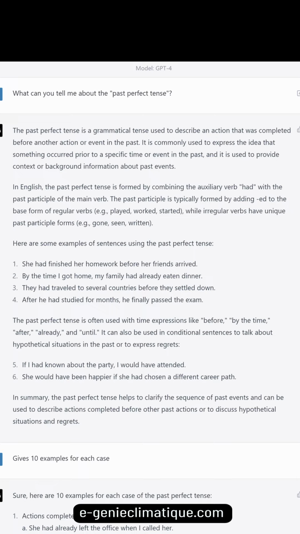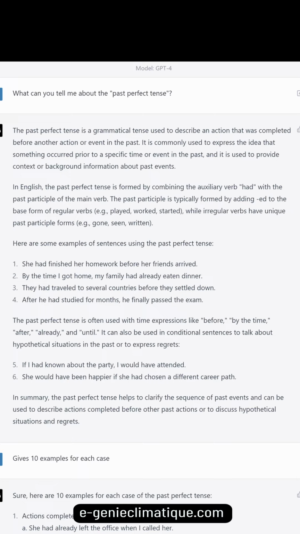The past perfect tense is often used with time expressions like before, by the time, after, already, and until. It can also be used in conditional sentences to talk about hypothetical situations in the past or to express regrets. If I had known about the party, I would have attended. She would have been happier if she had chosen a different career path.